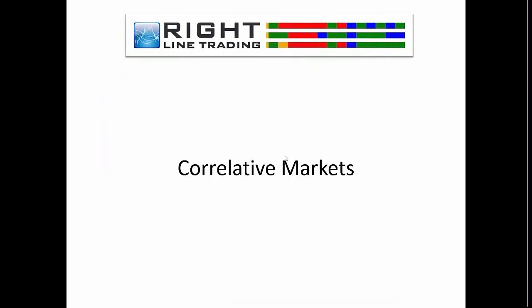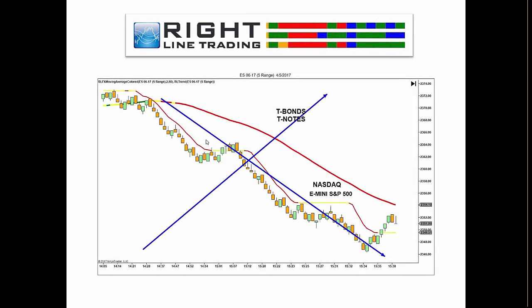Now we're going to look at correlative markets, and correlative markets are a very, very good way of directly assessing money flow. Now, we know that in the course of a day, different financial instruments go up and go down. Now, why does that happen? Why would the NASDAQ and E-mini go down? It's because the financial institutions have decided that risk is off. They don't want to trade stocks.